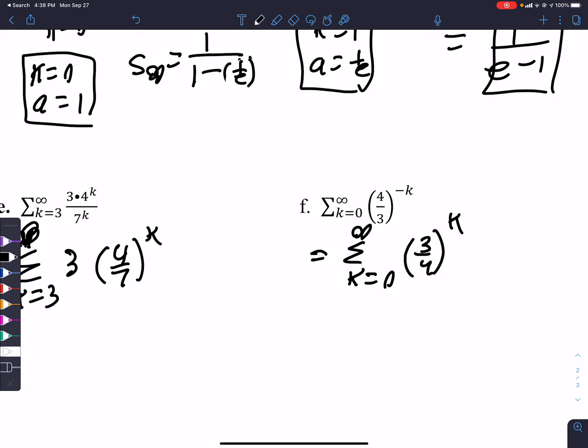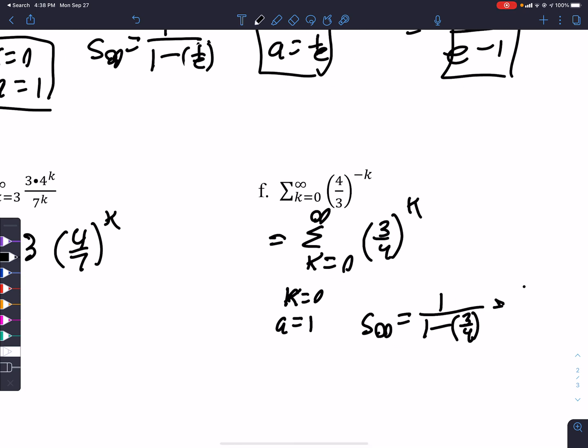And I will do this one for you because it's a little bit easier. So if k equals 0, I'm going to get my a equal to 1. And so the sum of the infinite series is going to be the first term, 1, over 1 minus r, and r is going to be 3/4. So this will be 1 over 1/4, which is 4. And hopefully that's the right answer.